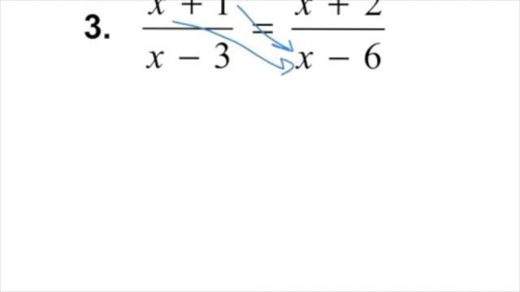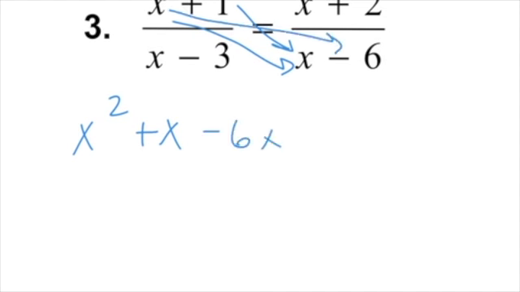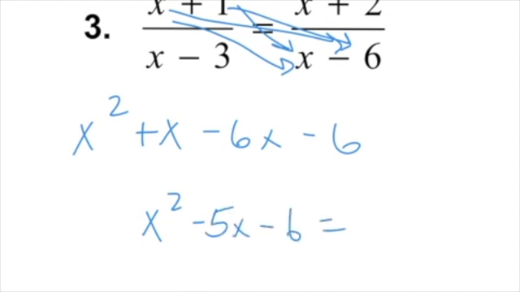So x times x is x squared. 1 times x is x. And then I have to do the others. X times negative 6 is negative 6x, and 1 times negative 6 is negative 6. And that's just one side. So when I combine this, I get x squared minus 5x minus 6 equals, now, let me get that out of the way and make it less confusing here.